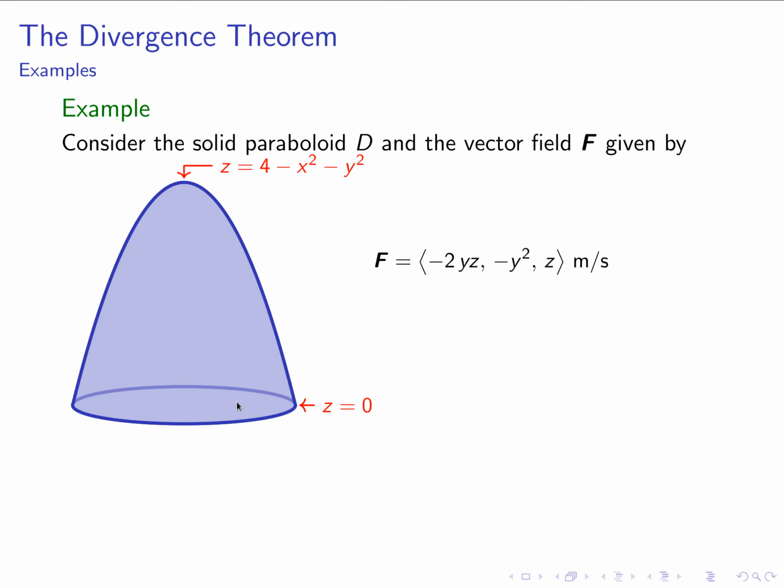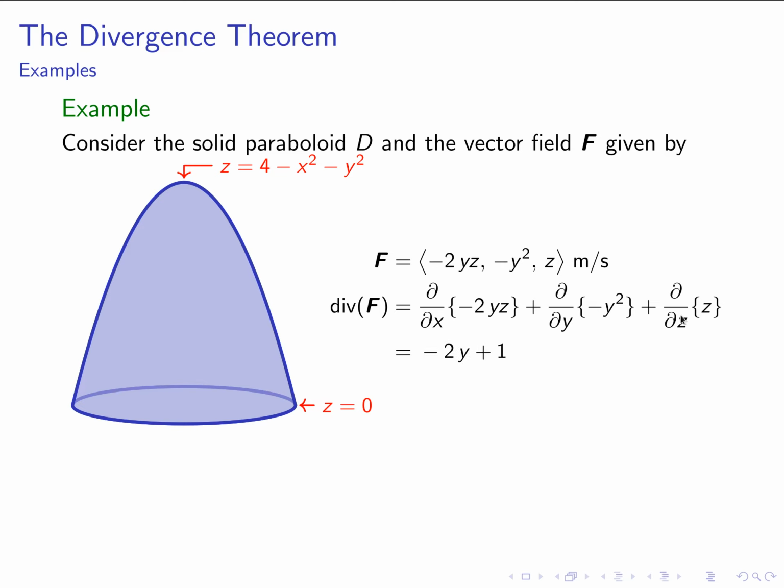But since this is a 3-dimensional solid, to calculate flux, we can try to use the divergence theorem, which will first require us to calculate the divergence of our vector field, which is negative 2yz differentiated with respect to x, which is 0, plus negative y squared differentiated with respect to y, which is negative 2y, plus z differentiated with respect to z, which is equal to 1. So the divergence of our vector field is negative 2y plus 1.